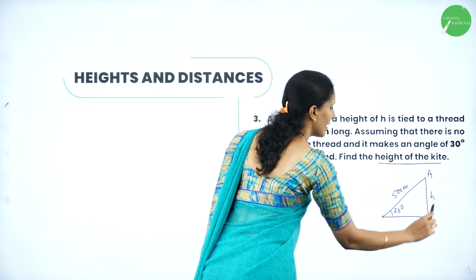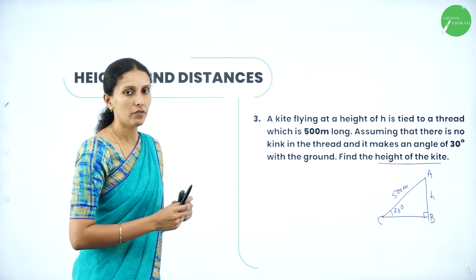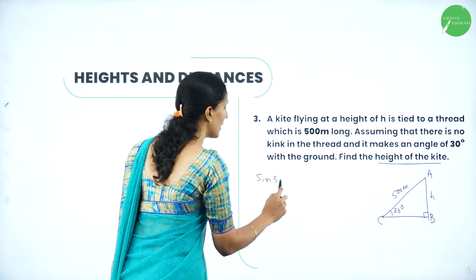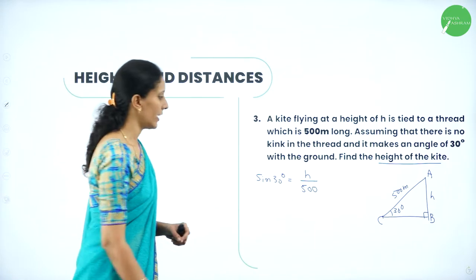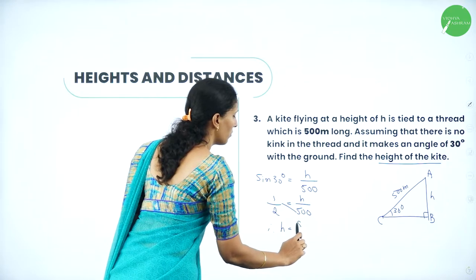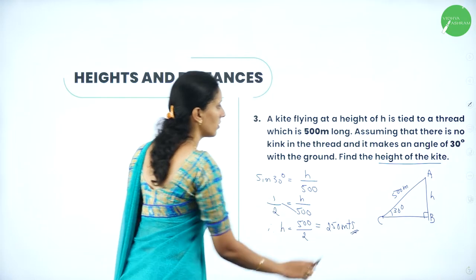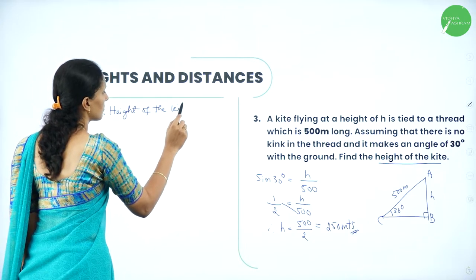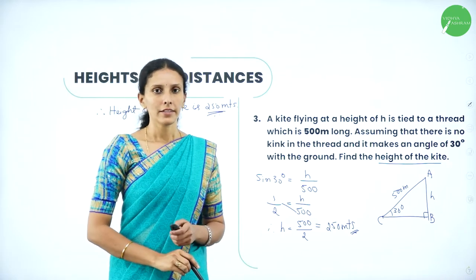So here, suppose I take this as a right angle triangle ABC. We have the hypotenuse and the opposite side. So what trigonometric function can we use which contains hypotenuse and opposite side? That is sine theta. So here we can use sine 30 degree as a trigonometric ratio, which is opposite side divided by hypotenuse. Now what is sine 30 degree? It is half, which is equal to h divided by 500. So therefore we get h is equal to 500 divided by 2, which is equal to 250 meters. So therefore the height of the kite is 250 meters from the ground.